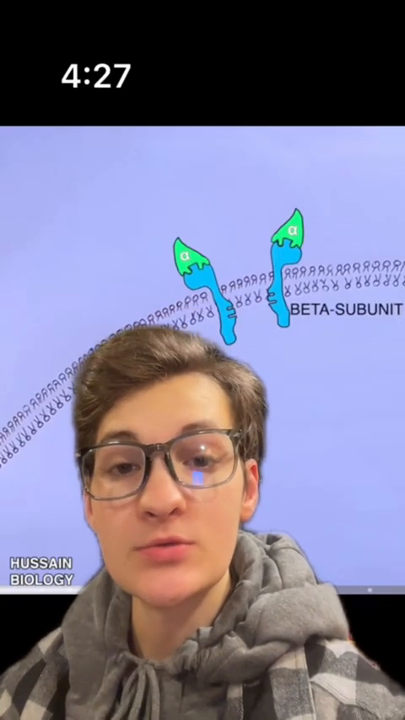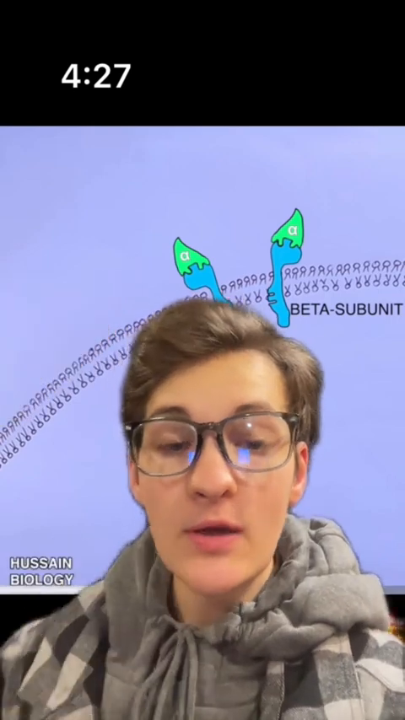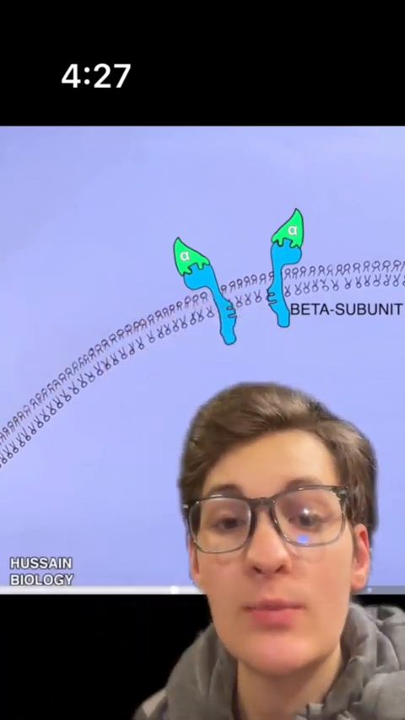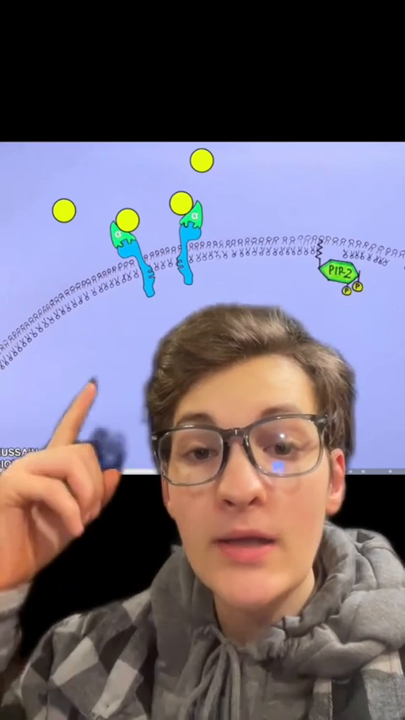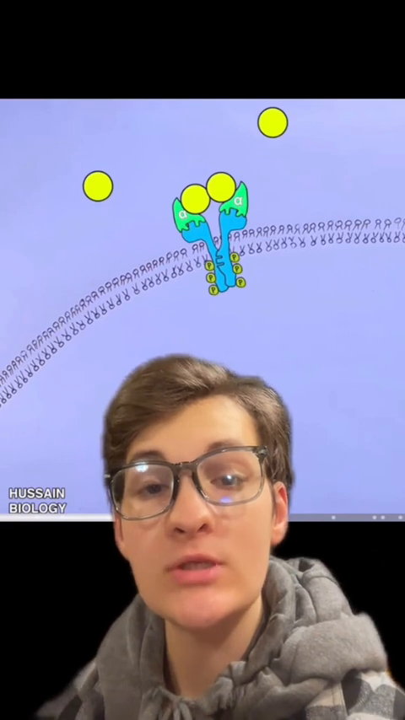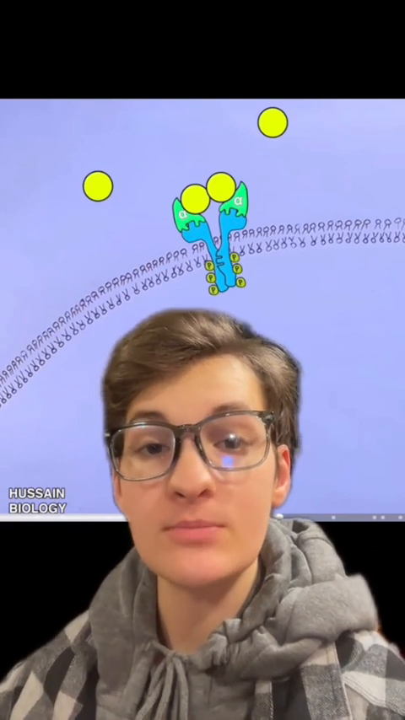This is the insulin receptor. That protein on the outside is considered the alpha subunit, and the protein on the inside is the beta subunit. Insulin comes along and binds to the alpha subunit. This causes these two subunits to bond to one another, and this process is referred to as dimerization. They can then go through a process called autophosphorylation, which is very simple.